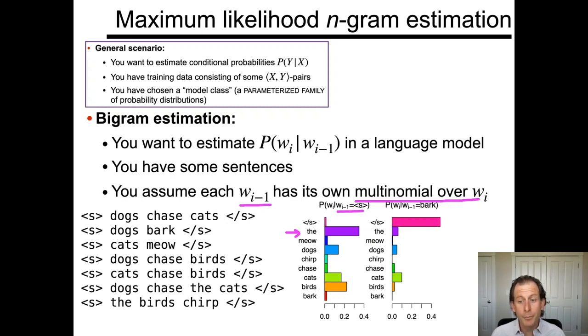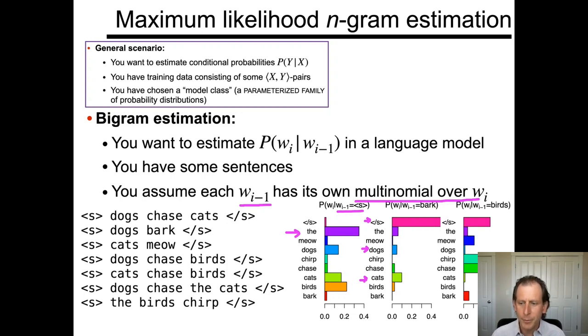If the preceding word is the word "bark," then I might want a distribution where maybe it's likely for the sentence to end. Maybe nouns are a little more likely than verbs, and so forth. And if the previous word was the word "birds," then maybe I'm also likely to have the sentence end, but I'm more likely to have verbs than nouns. So I want to get out a data representation that looks like these histograms in the lower right. Think of those as one multinomial distribution per possible context. And I'm trying to estimate all of those multinomial distributions. That is the problem of bigram estimation.